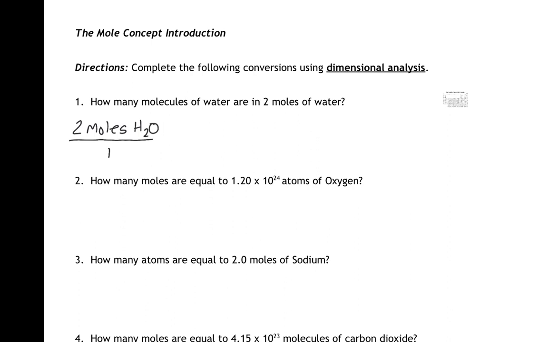And in the directions it says complete the following conversions using dimensional analysis. So what's dimensional analysis? Dimensional analysis is the concept of canceling units out to move from one unit to the unit that you want. So you'll notice here that they want to know molecules of water, but we have moles of water. So we need to be able to move from moles to molecules. And so a good example here, I think, would be helpful.